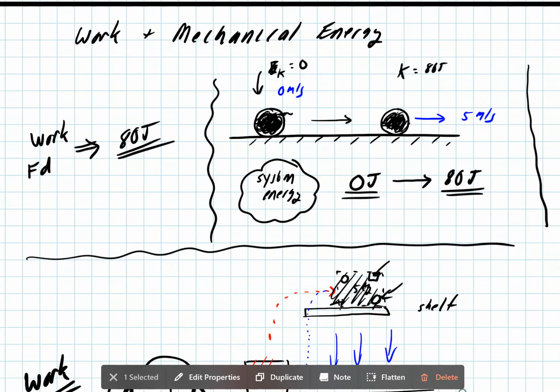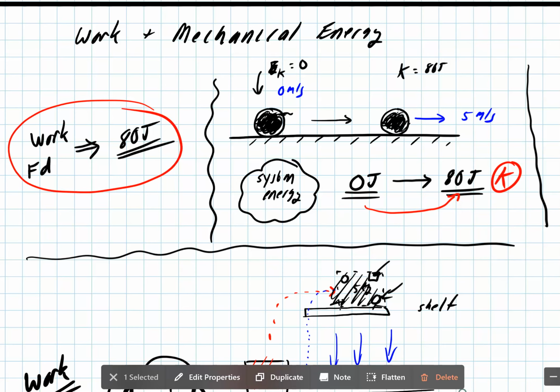And so work, let's go back to this example here. It went from 0 joules to 80 joules, and that is kinetic energy. And again, somebody had to transfer in 80 joules, and the only way you're going to do that with something like a ball to get it moving is by doing work, by exerting a force through a distance.